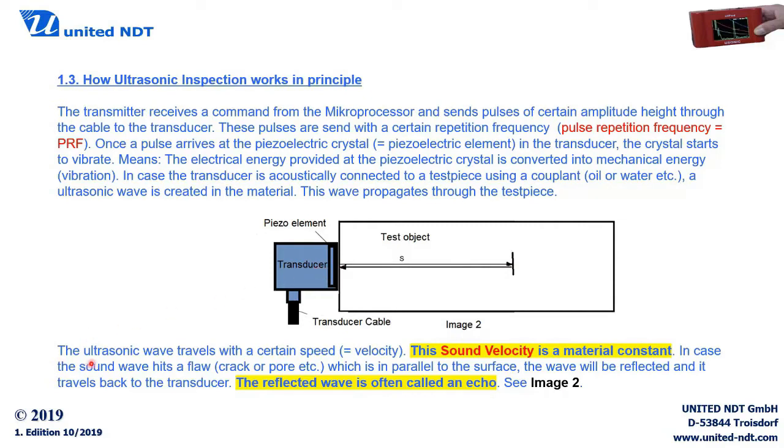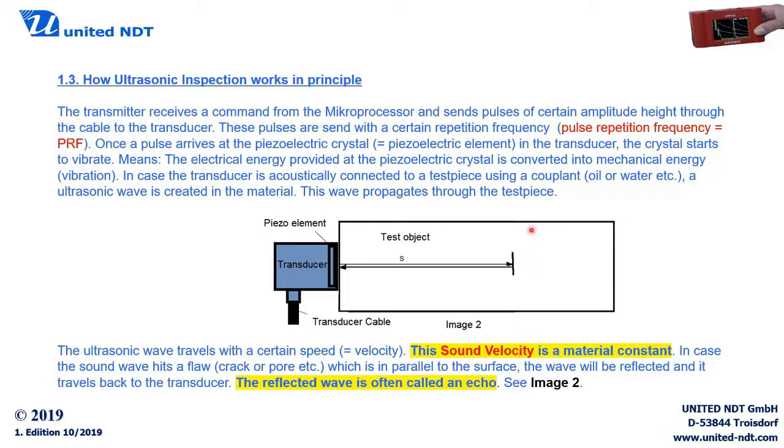The ultrasonic wave travels with a certain speed. That's also important to understand. This speed, the so-called sound velocity, is also an expression which is very common and very often used, so you have to understand what it means. The sound velocity is a material constant. And you see this is also in yellow background color, which means important to understand. It's a material constant. What does that mean?